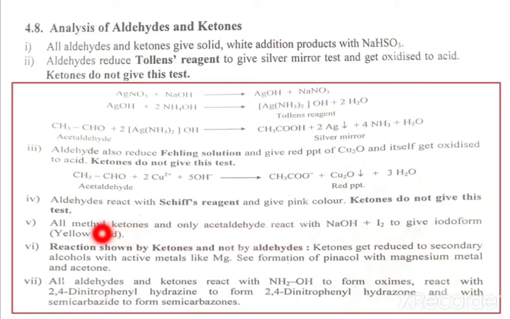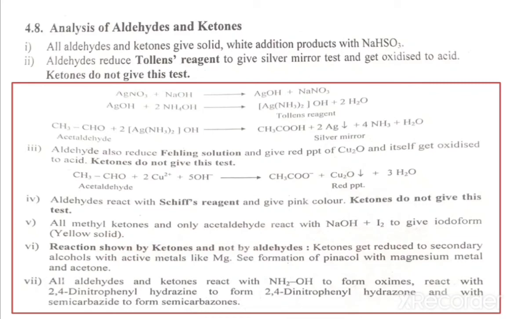Reactions shown by ketones and not by aldehydes: the ketone gets reduced to secondary alcohol with active metals like magnesium, and we see the formation of pinacol with magnesium metal and acetone.